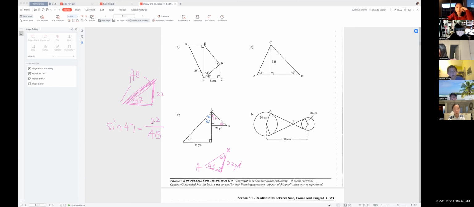Correct? So sine 47 equals 0.7314 equals 22 over AB. So AB equals 22 divided by 0.7314 equals 30.08. So the answer, who is giving me 30.19, 30.08?